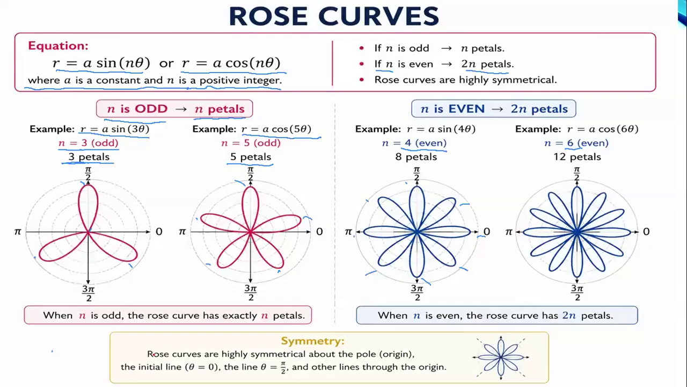Let's look at symmetry. Rose curves are highly symmetrical about the pole, meaning the origin, the initial line, which is theta equal to 0, the line theta equal to pi divided by 2, and the other lines through the origin. So they're symmetrical. Moving on to the next slide, please.